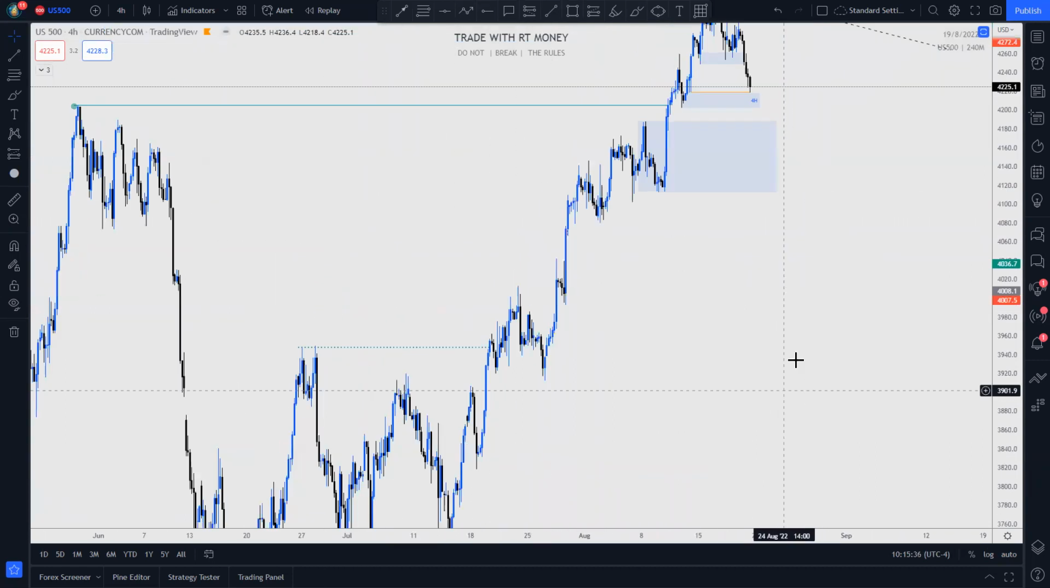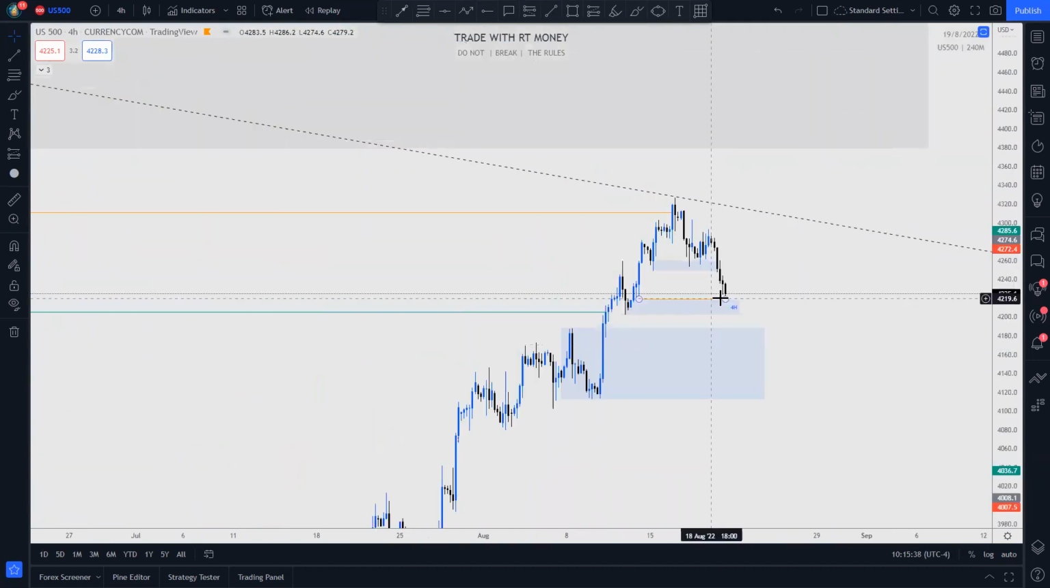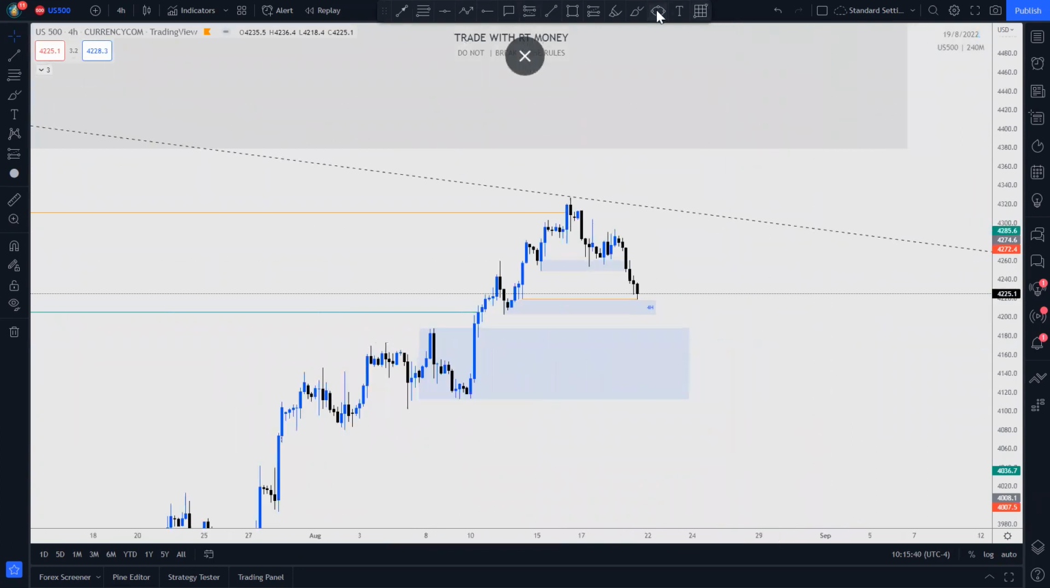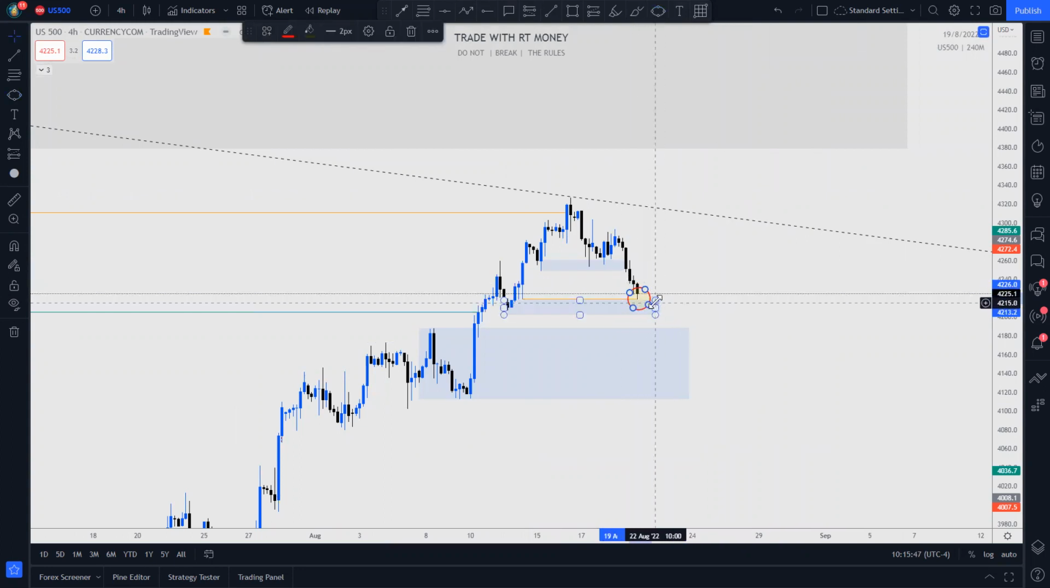So I am looking for reactions. We're going to start with this reaction here. We're going to look for 15-minute confirmations to see if price is going to turn bullish and complete its mission up to this zone. If it breaks here, I'm looking for the reaction down in here.